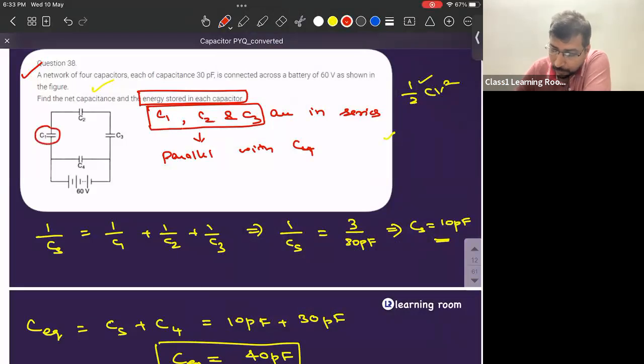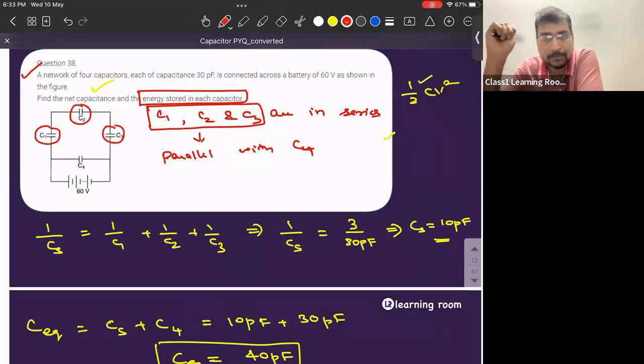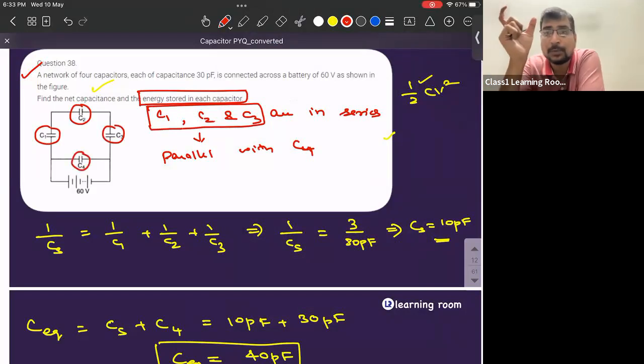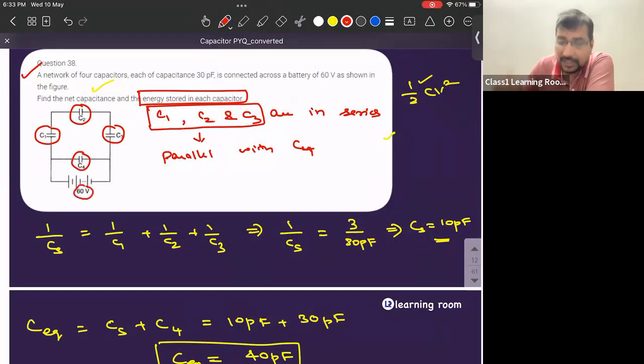What is the capacitance of C1, C2, and C3? Everything is same. For C4, it is very easy because across C4 the potential difference is going to be 60 volt, because they are connected in parallel. Whereas the same 60 volt is supposed to get divided across C1, C2, C3 because they're connected in series. Since these three capacitors are of same value, the potential drop across each will be 60 divided by 3, which is 20.